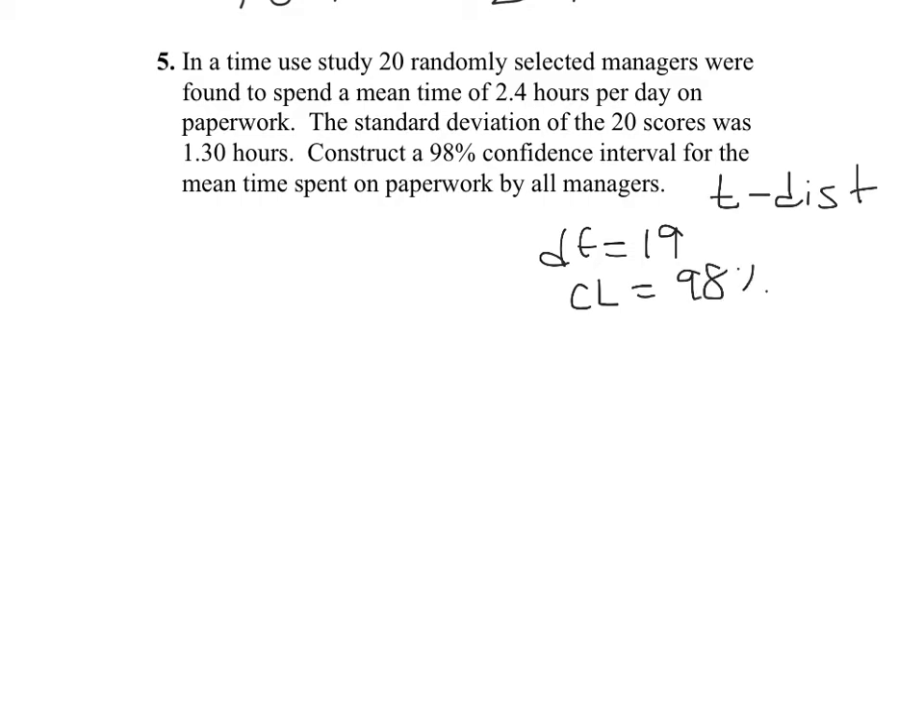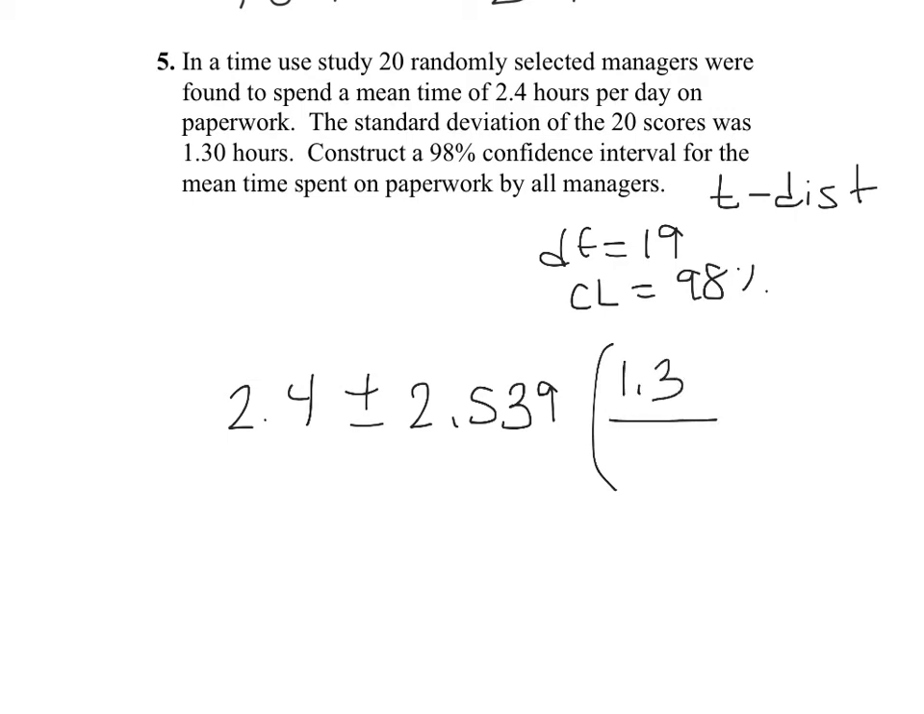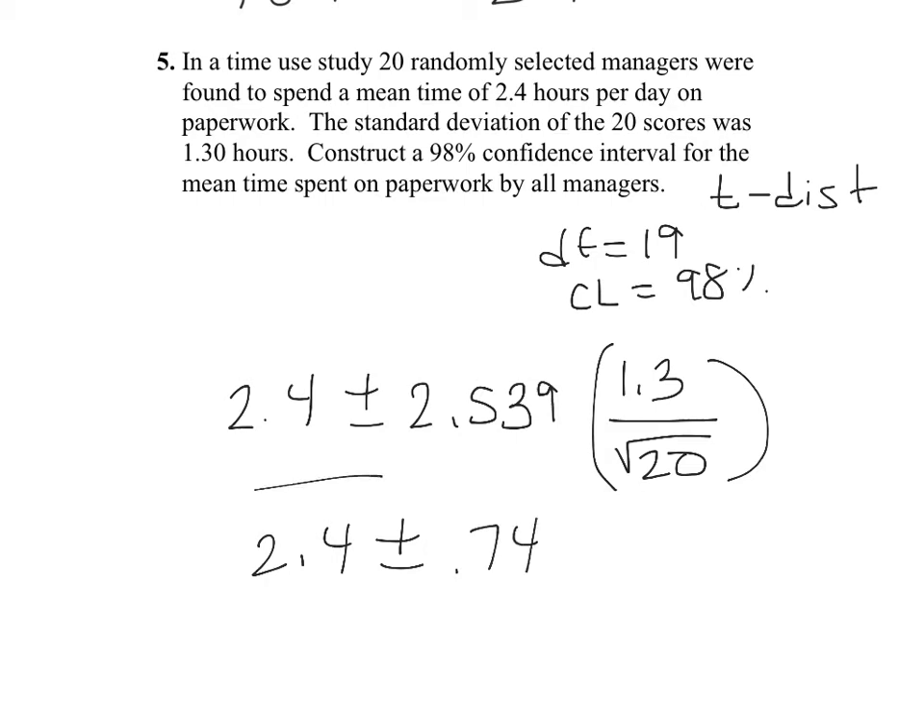All right, so let's set up our confidence interval. So we have 2.4 hours plus or minus our t value, which is 2.539, times 1.3 over the square root of 20. So 2.4 plus or minus 0.74 as the margin of error. And this is our 98% confidence interval.